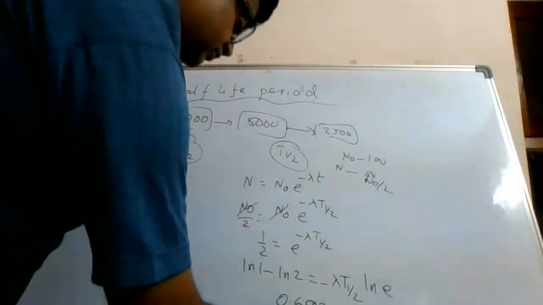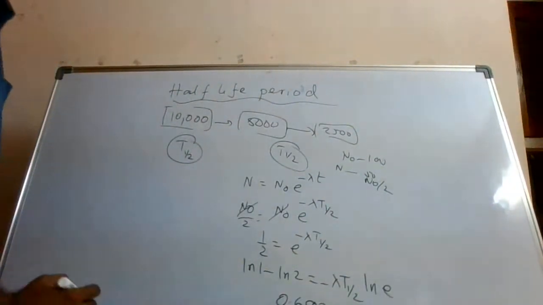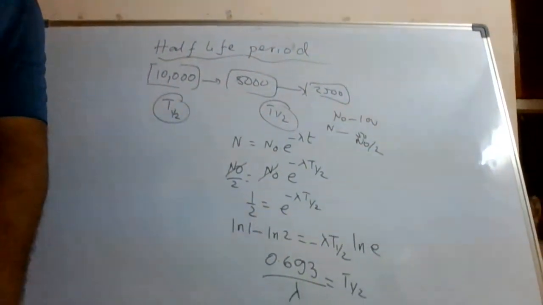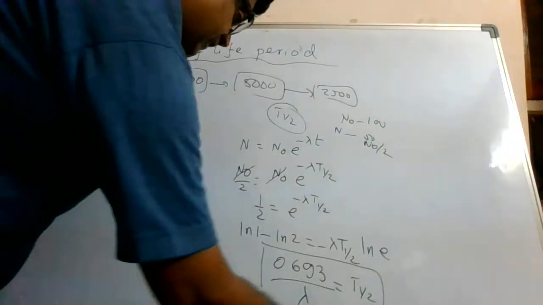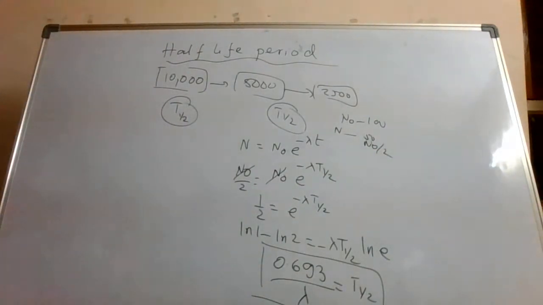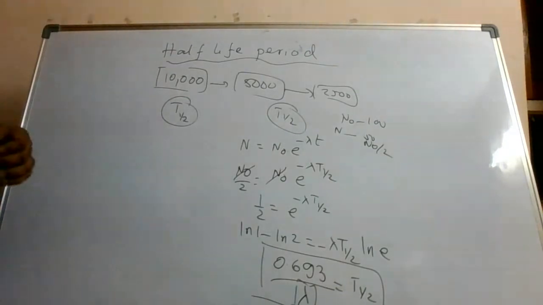Alright. So 0.693 by lambda is your T half. Let me tilt this screen a little so that you are able to see. This is the expression for T half, and T half is dependent upon the lambda value, which you can see directly. So it is dependent upon the sample. Is it dependent upon the sample size? No, it is dependent upon the sample type.